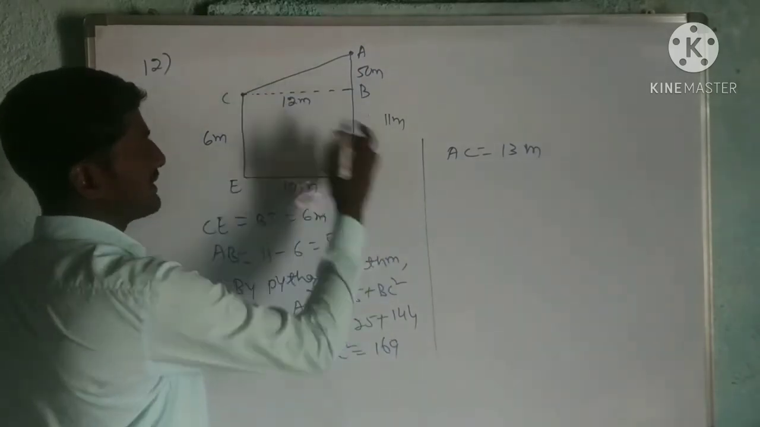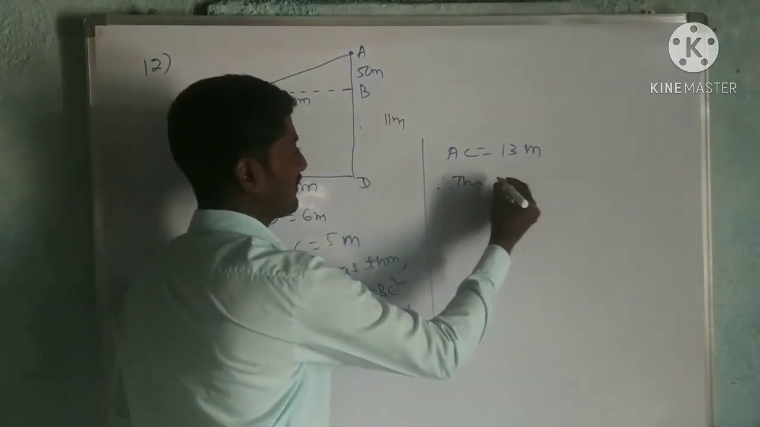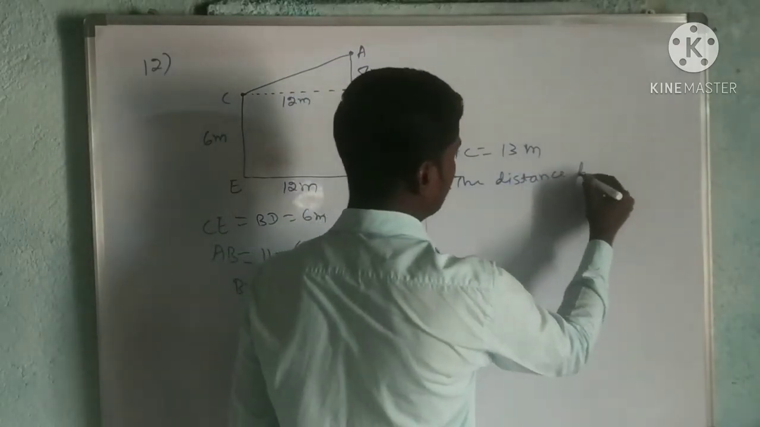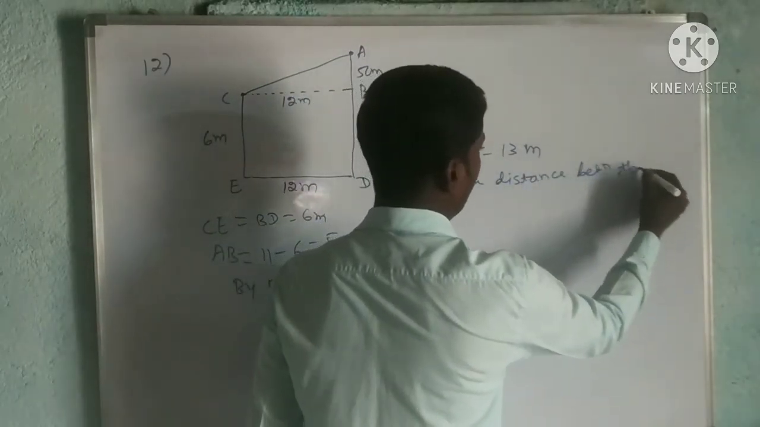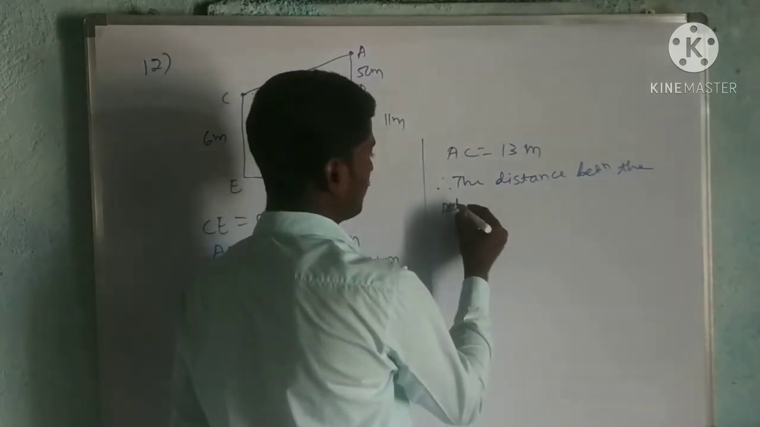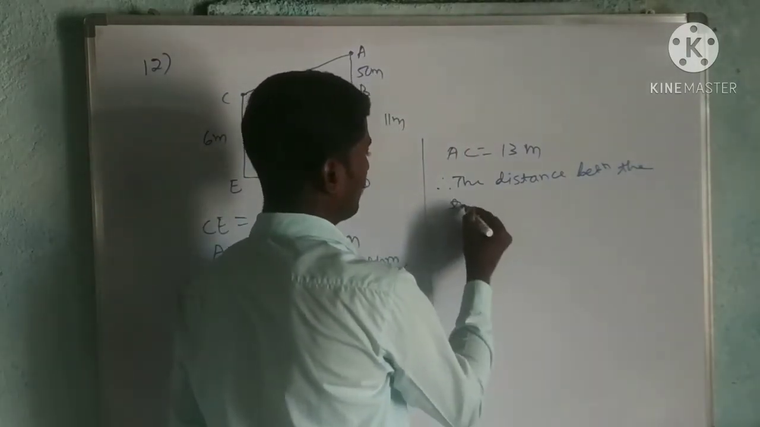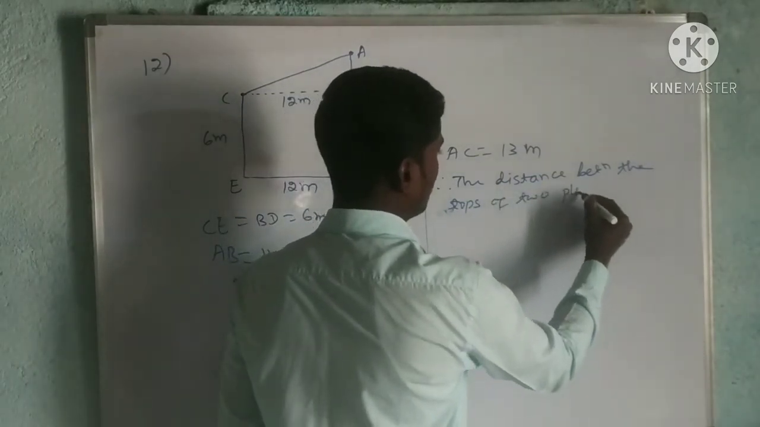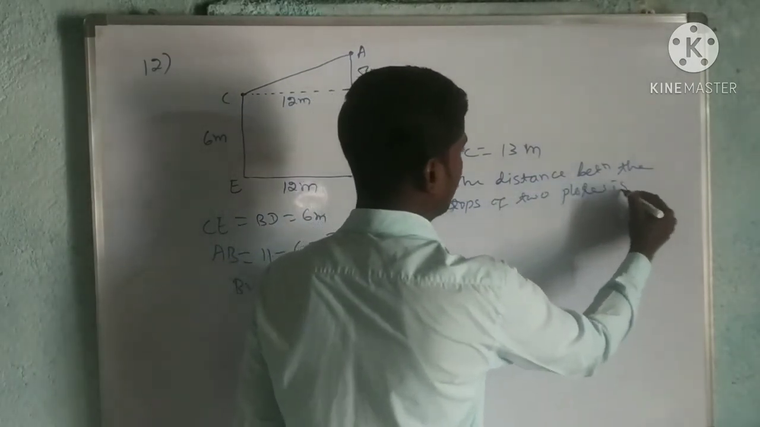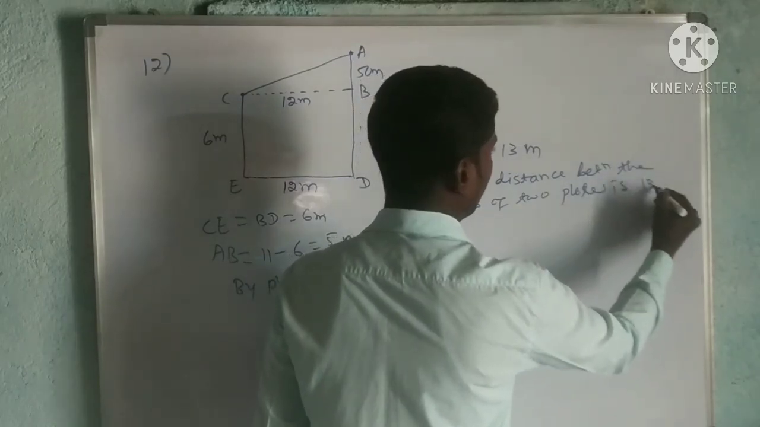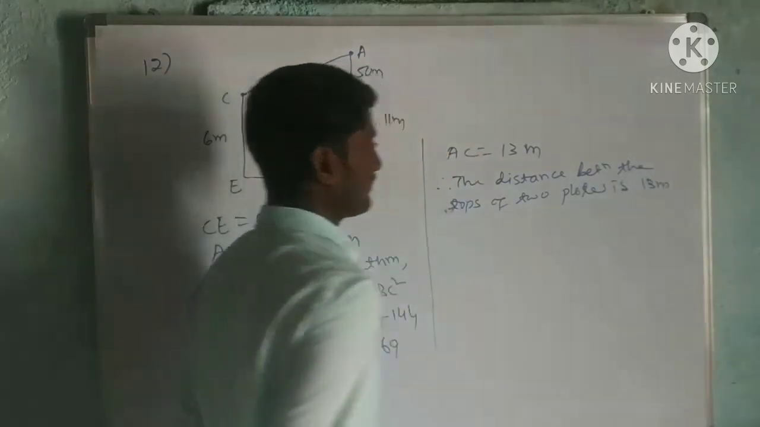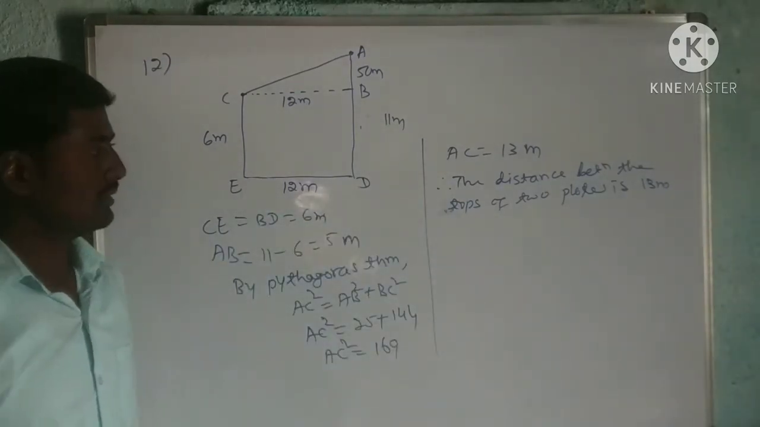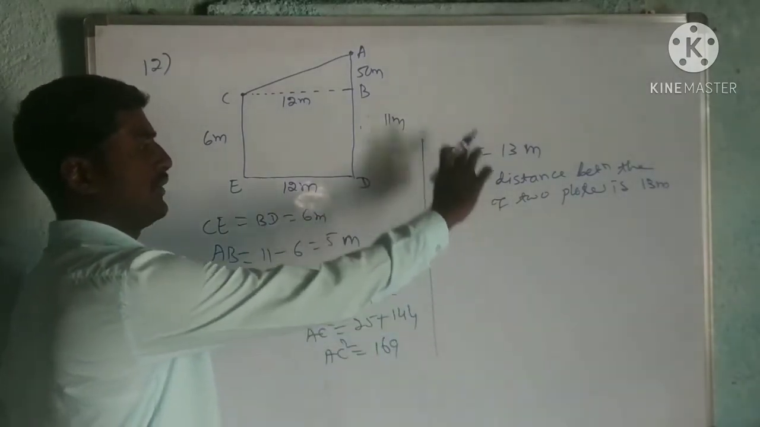Therefore the distance between the tops of two poles is 13 meter. That is the distance between the tops of the two poles. Instead of saying tops, you can say top of two poles.